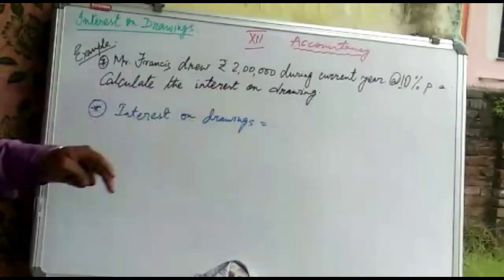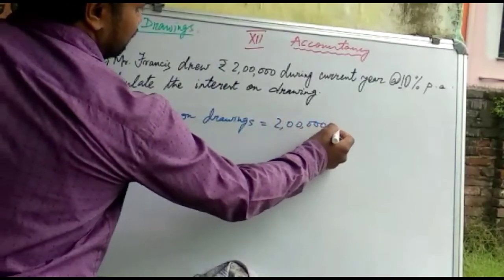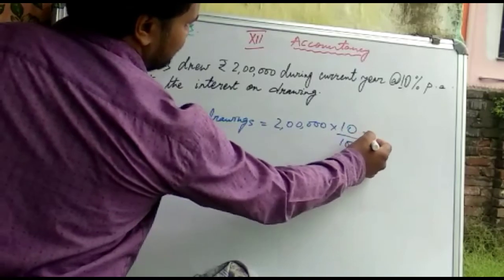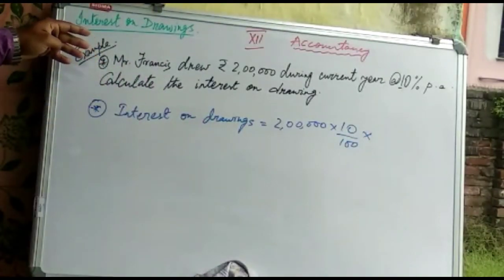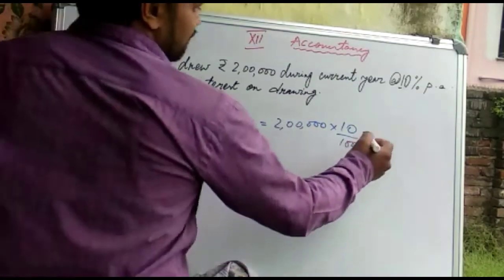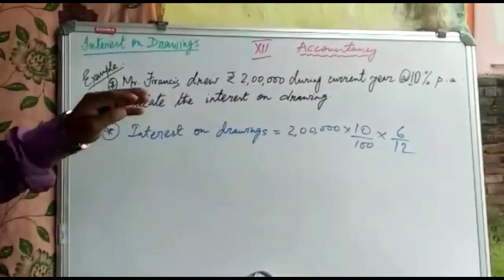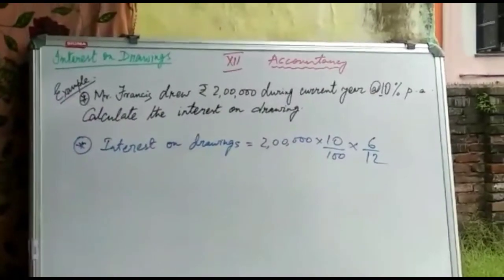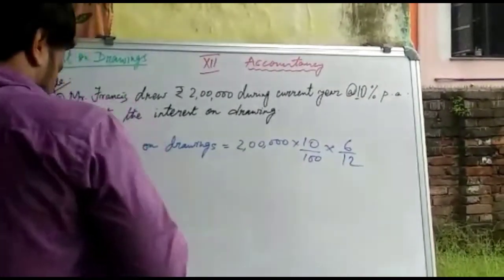So what is the total amount here? 2 lakhs. What is the rate? 10% per annum. And in the case when time is not given, we will multiply 6 by 12 on average. Whenever you find such a question, you will just multiply 6 by 12. We are taking the average on this.